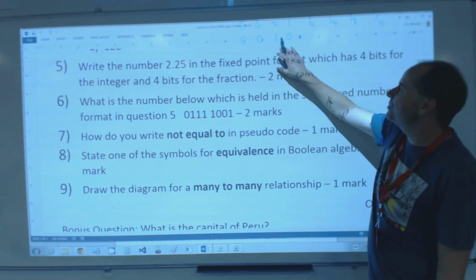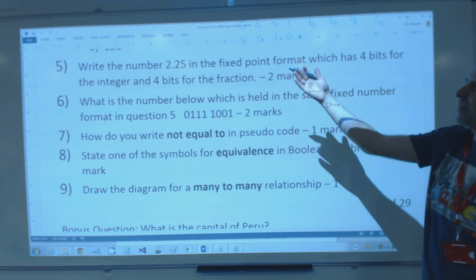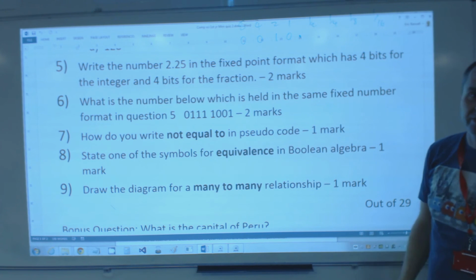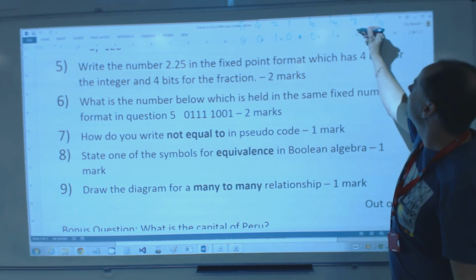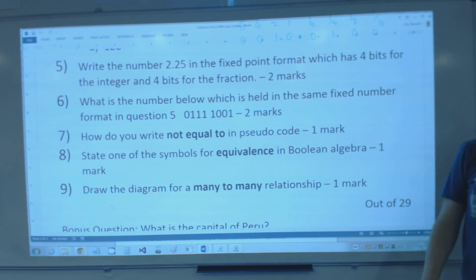Okay, so if you got the integer part right, you get yourself a mark. And then we want to write down 0.25, which as mathematicians, we know is the same as a quarter. Okay, there you go. So you get another mark if you got the fraction part right.